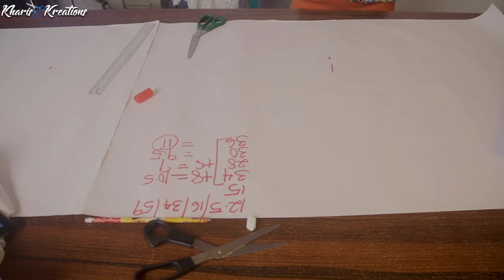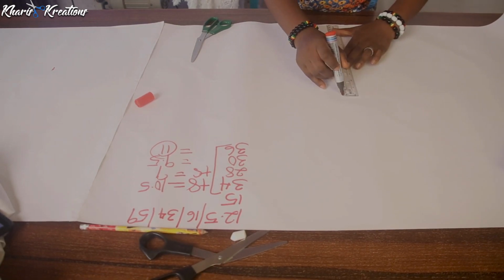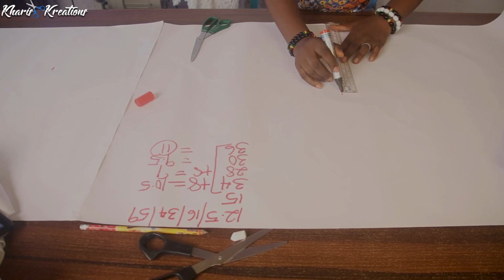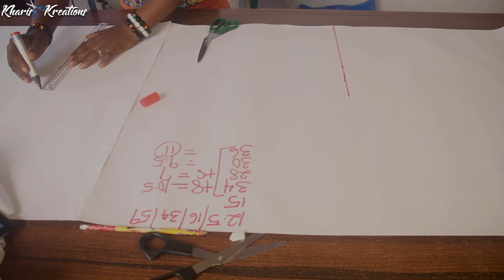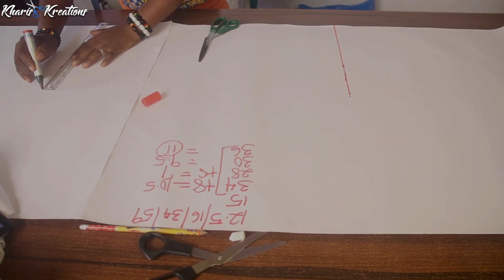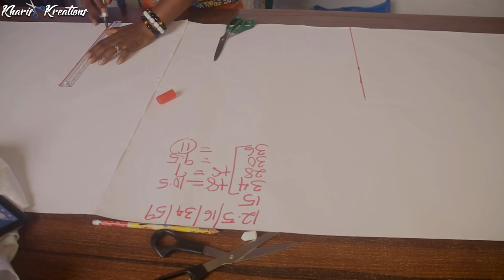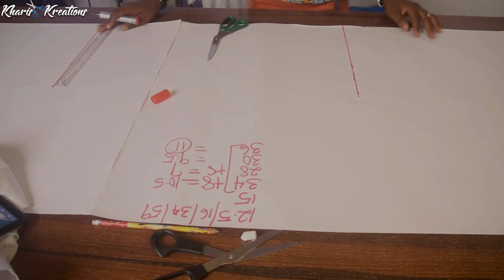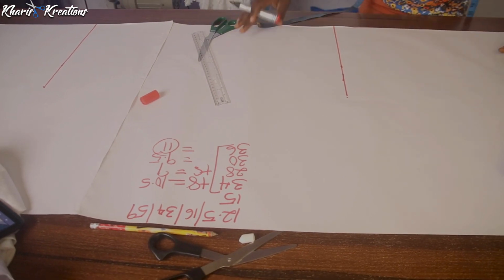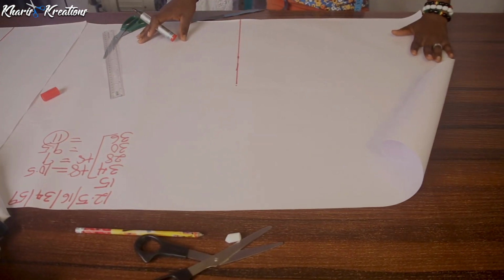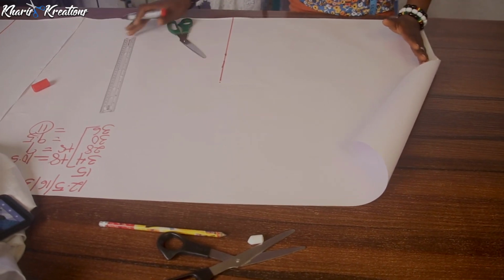I'm not going to add excess allowance to mine. So just draw your lines. Let's move to the waist measurement.